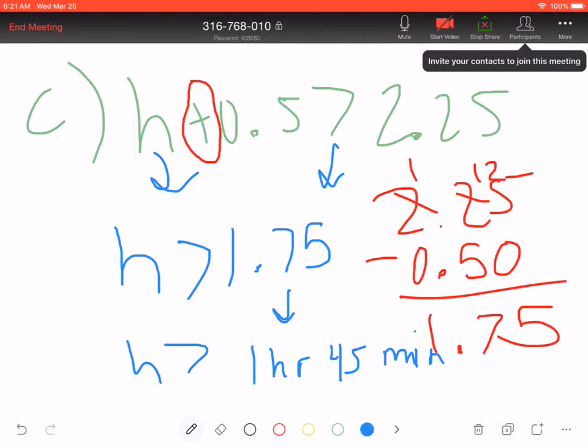So you can't actually list all of the solutions because it could be 1 hour and 46 minutes, it could be 1 hour and 47, 1 hour and 48, 1 hour and 49, 1 hour and 50, right? You could just list and list and list forever. So you can't actually list all of the answers. Okay, for C, you can't do it.